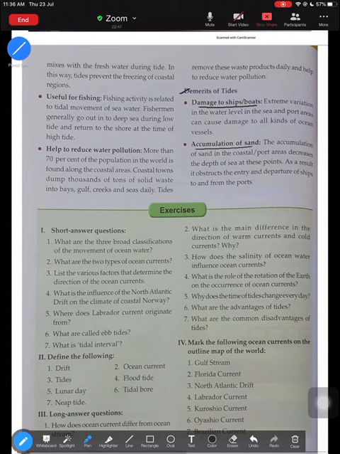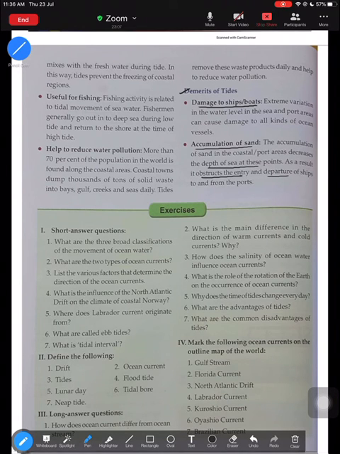The accumulation of sand decreases the depth of the sea at this point. As a result, sometimes because of really high tide, a lot of accumulation of sand takes place. When these sands get accumulated, what happens? It obstructs the entry of ships because the water level becomes very shallow because of the deposition. So there can be a lot of drawbacks of tides as well.